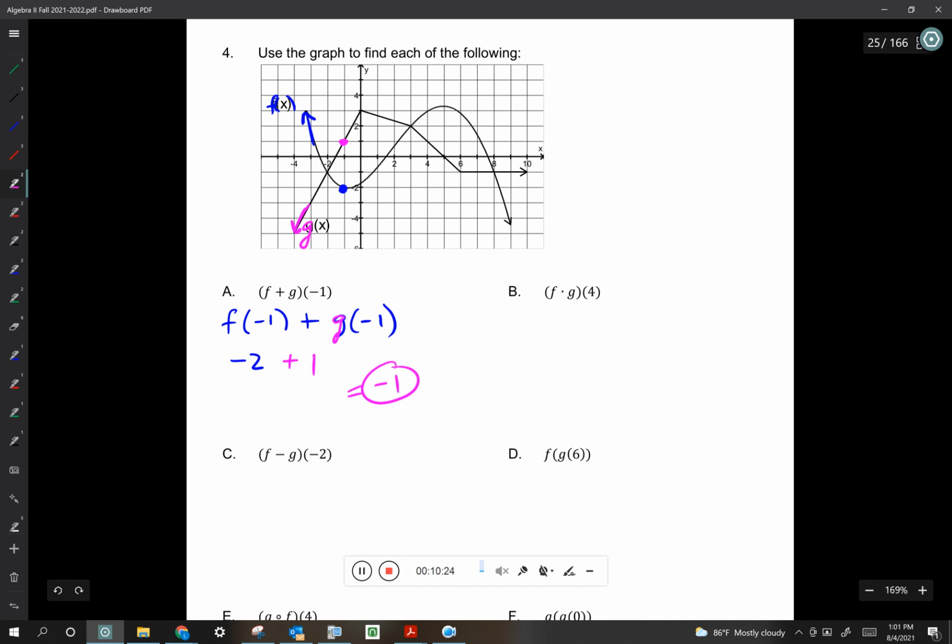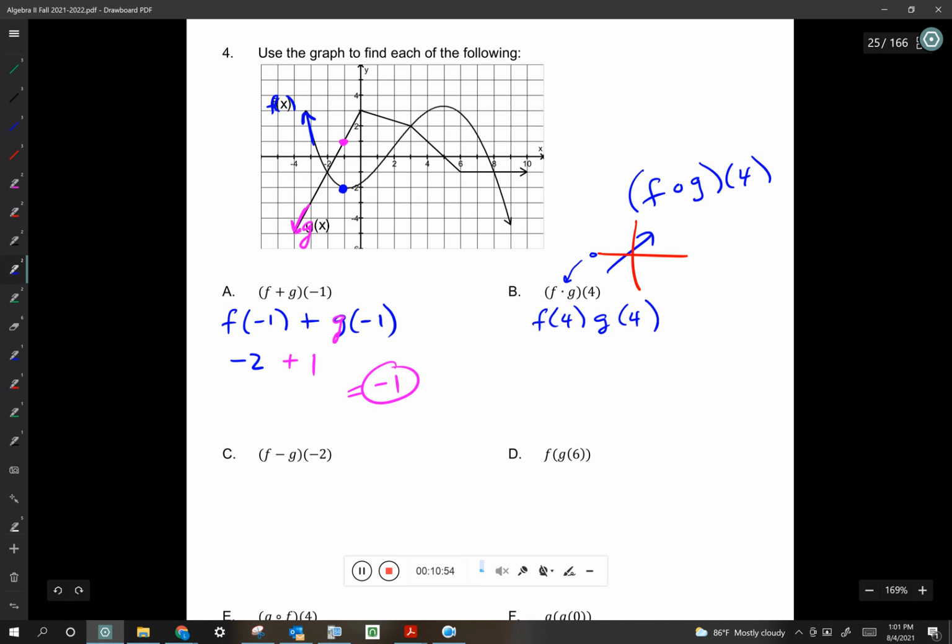Okay, look at letter B. Now, don't get this confused. That little dot right there, that's not the circle that we were using above for composition. That's multiplication. So this is saying, what is f of 4 times g of 4? Don't get that confused with f of g of 4, okay? They are not the same thing.